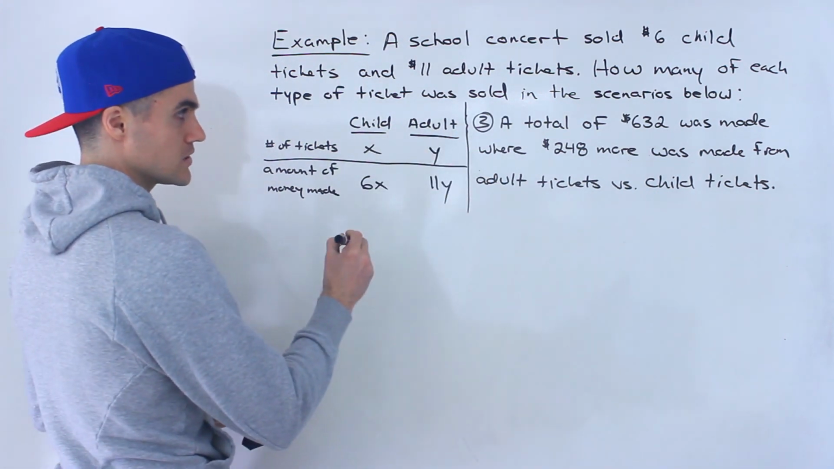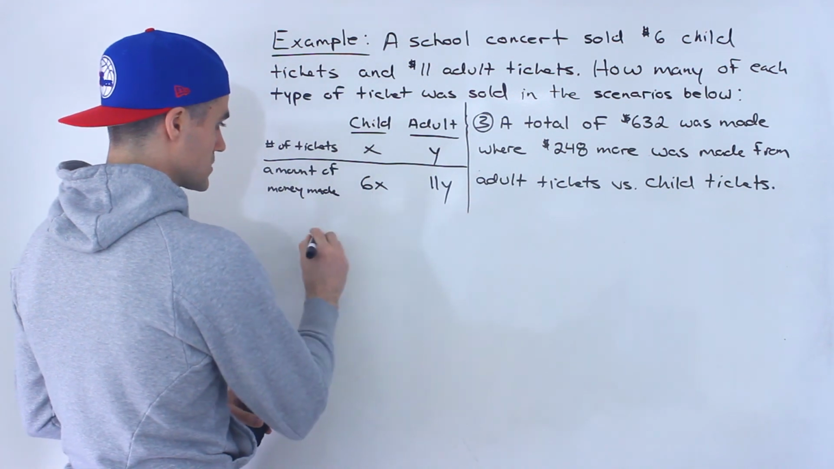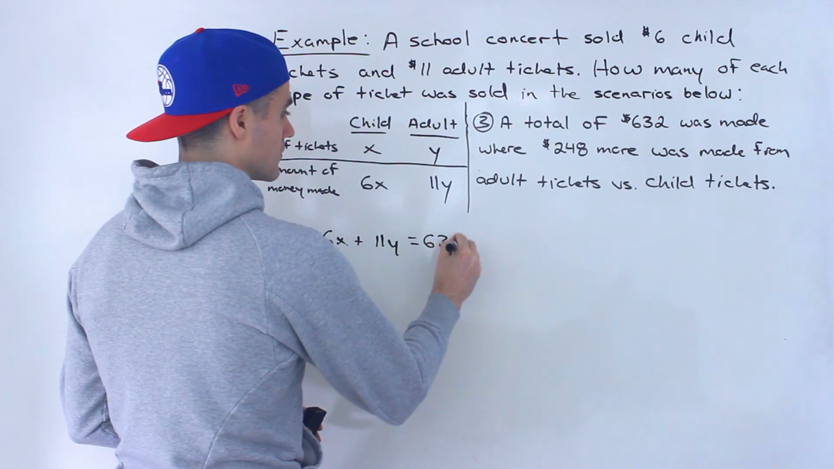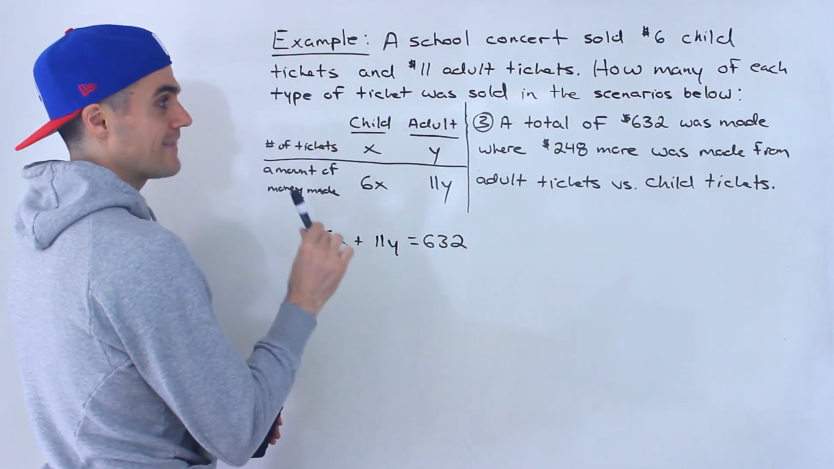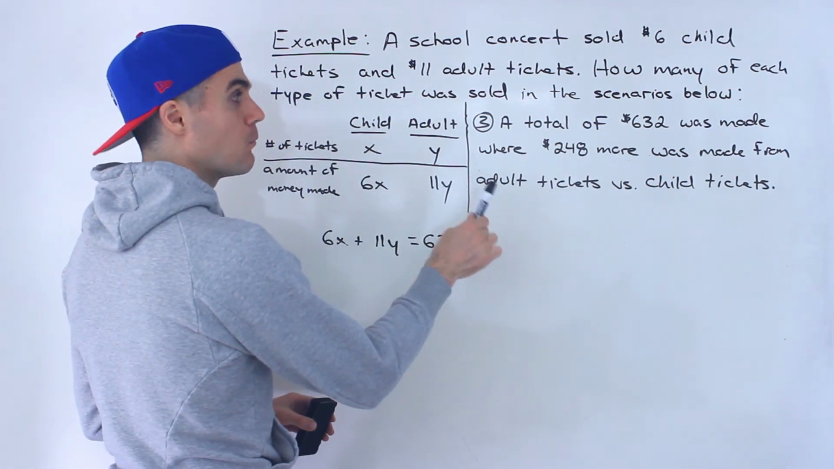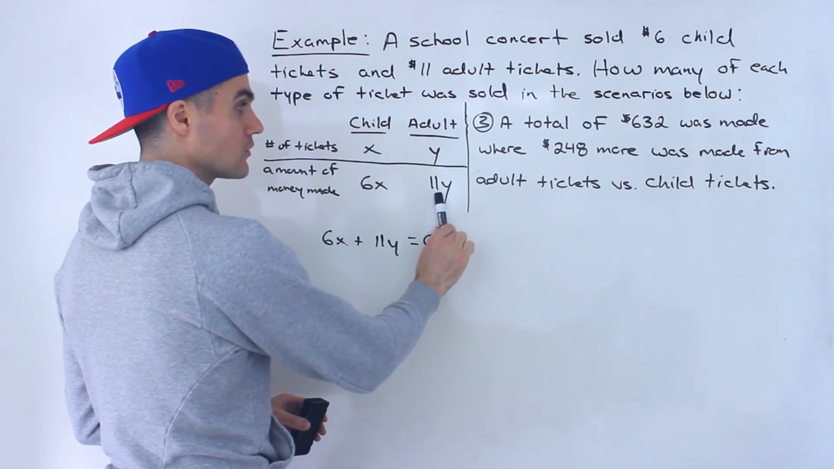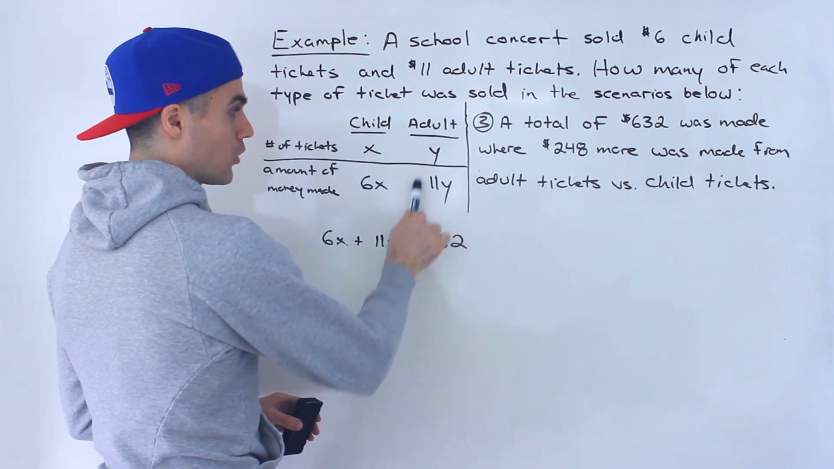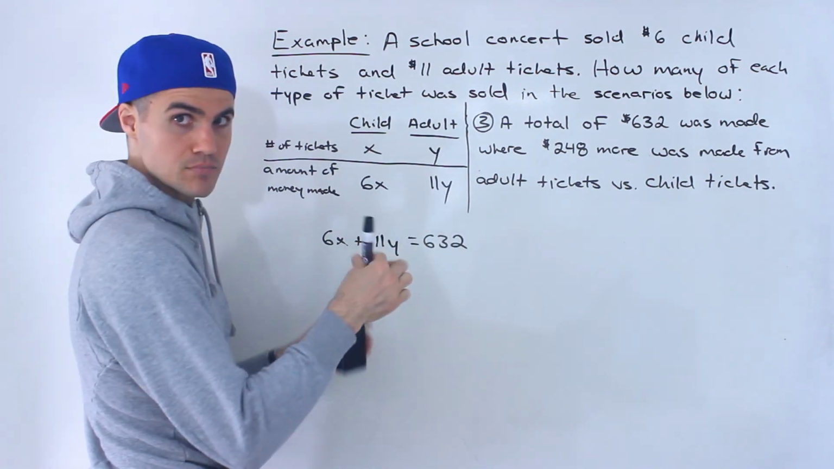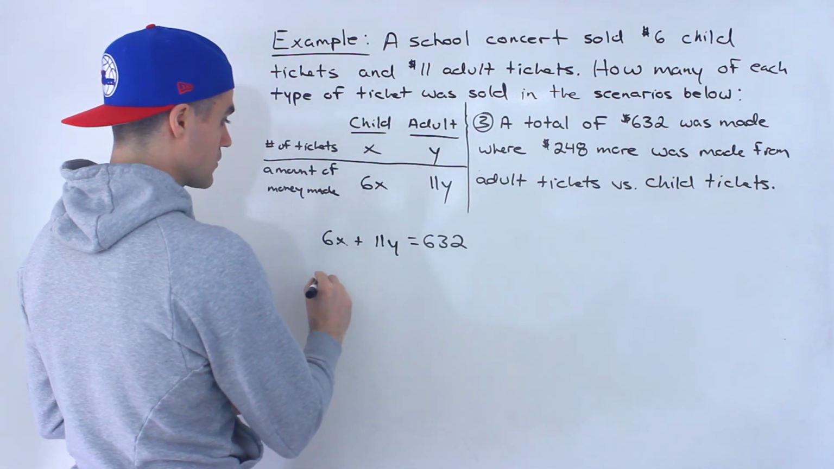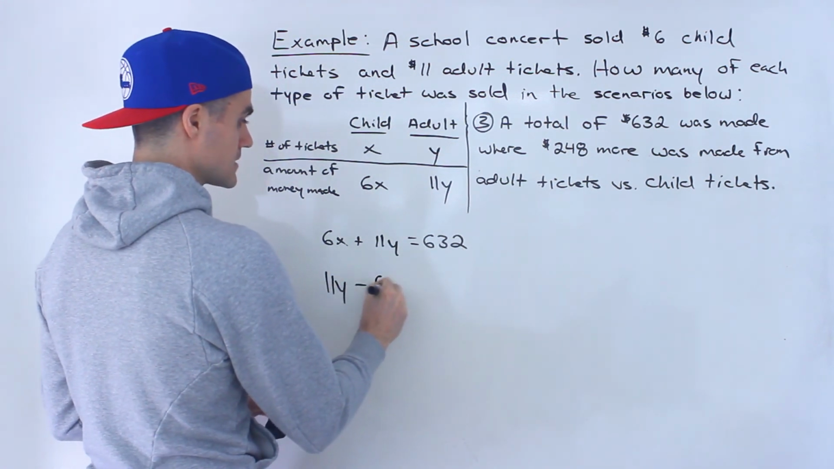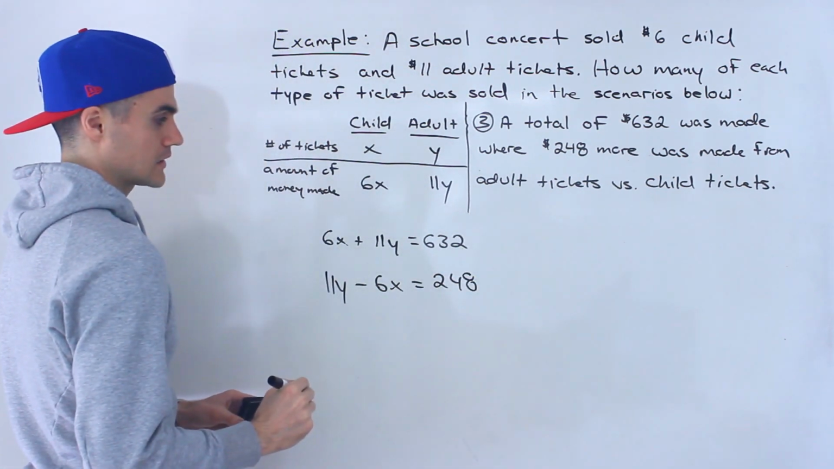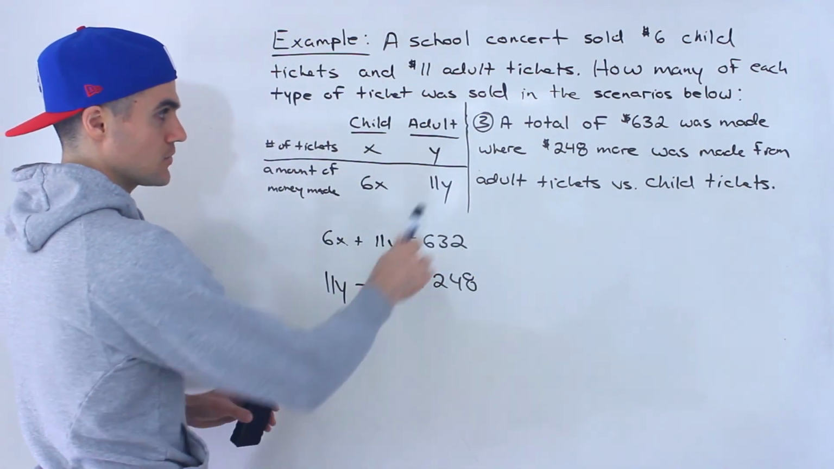So the two equations we could set up, a total of 632 was made, so basically 6x plus 11y has to equal 632. And then it says 248 more was made from adult tickets versus child tickets. So we made more money here, and the difference between them is the 248. So the other equation we could set up is 11y minus 6x equals 248, like that.